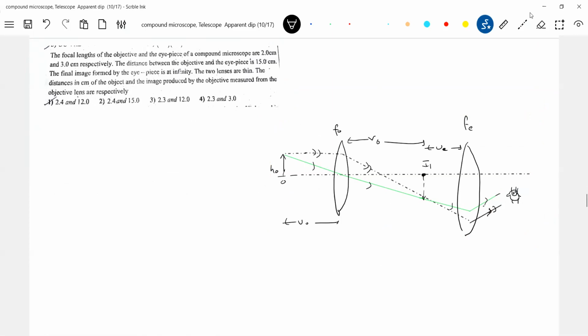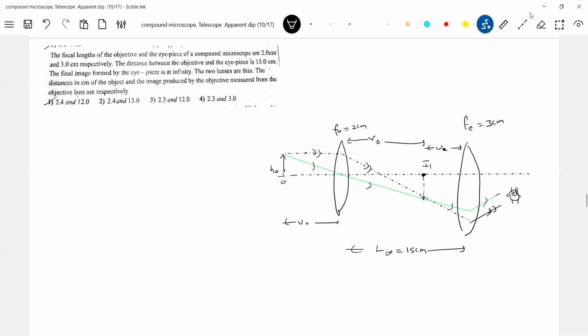Let's come to this one. What all information do we have? Focal lengths: this is 2 centimeter, and this is 3 centimeter. The distance between the objective and eyepiece, the length of the tube he has given, is 15 centimeter. The final image is at infinity. The two lenses are thin.